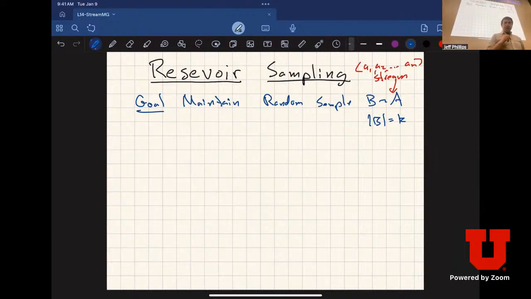Okay, the classic way of how to do this is called reservoir sampling. I'm going to maintain a random sample B. This is my reservoir, where I maintain our water at the base of the foothills. As we drink water during the day, more rain comes or snow melts and hopefully fills up the reservoir, right?